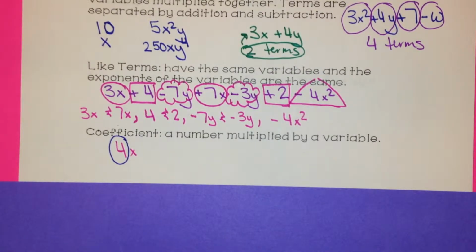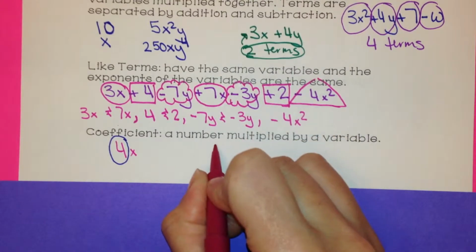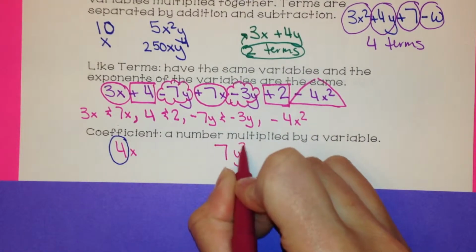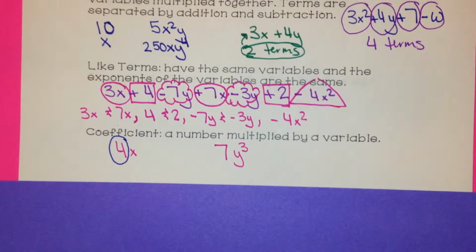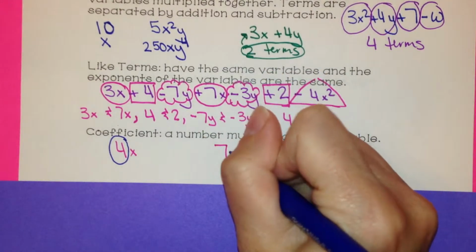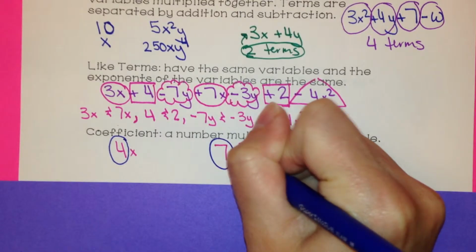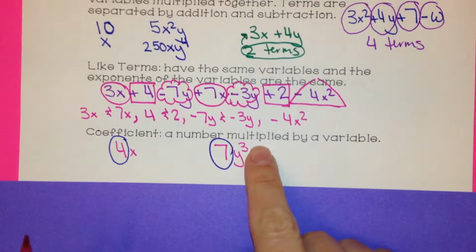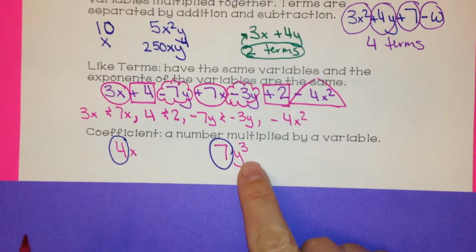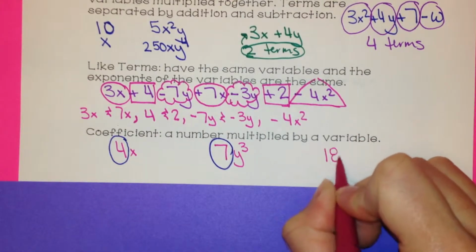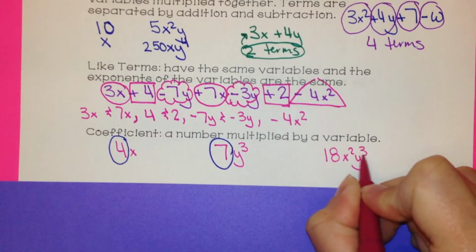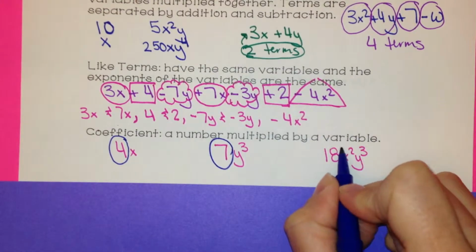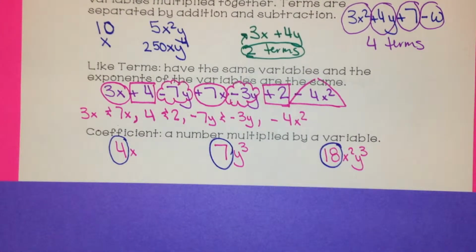All right, let's try another one. Let's do 7y to the power of 3. Again, just look at the number that's multiplied by the variables. We have 7 in this case. So remember, this means 7 times y cubed, and y cubed is just y times y times y. All right, do one more. 18x squared y to the third, and 18 is the coefficient, the number that's multiplied by the variables.